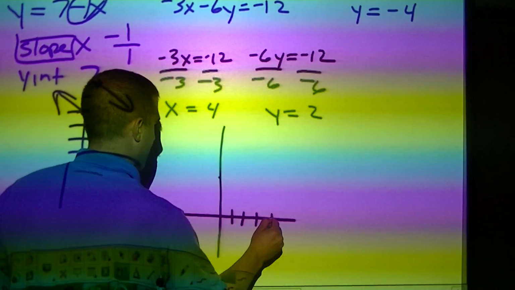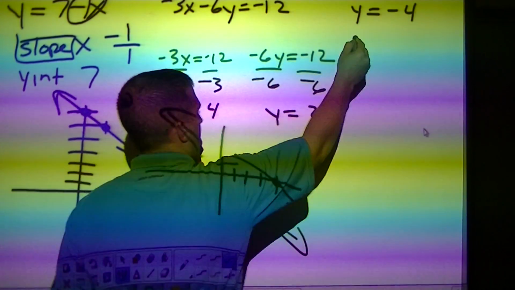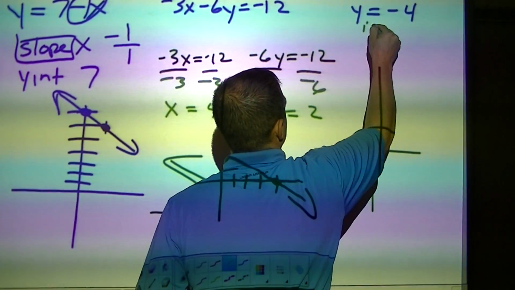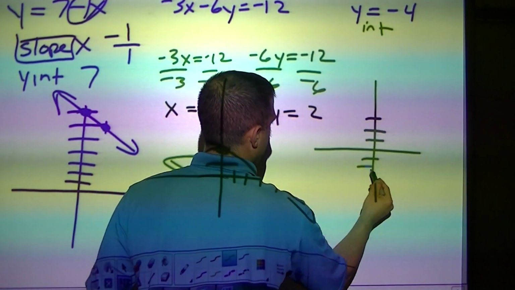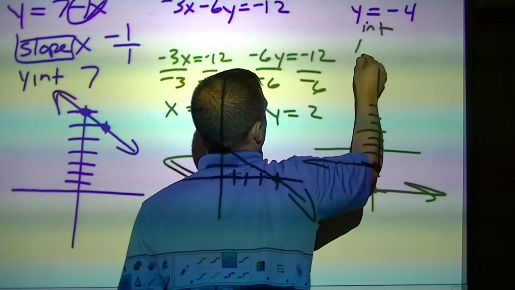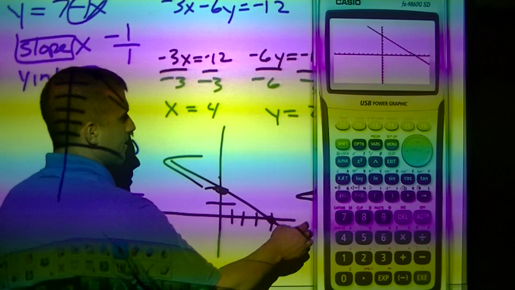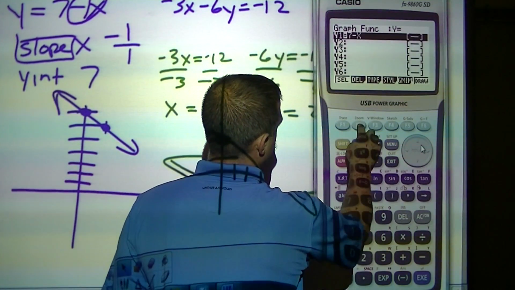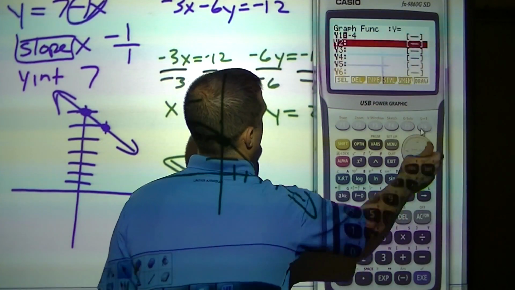1, 2, 3, 4 for x, 2 for y, connect the dots. Okay, this is a y-intercept of negative 4. Negative 4 this way. Okay, it's going to be a horizontal line because it's Hoy. Once again, to check it, exit, delete. Okay, that's y equals equation, -4, and I'm drawing.